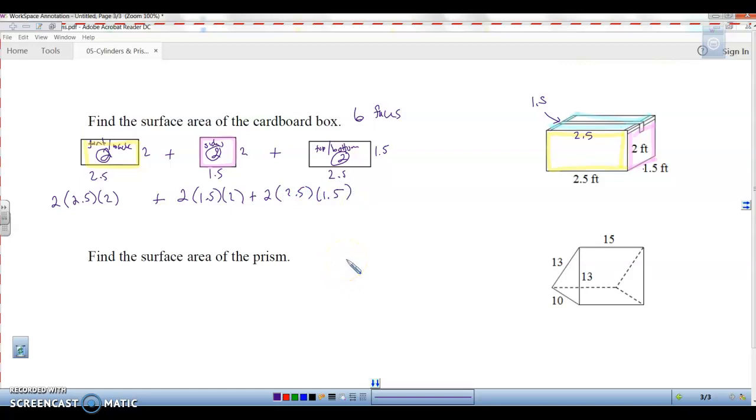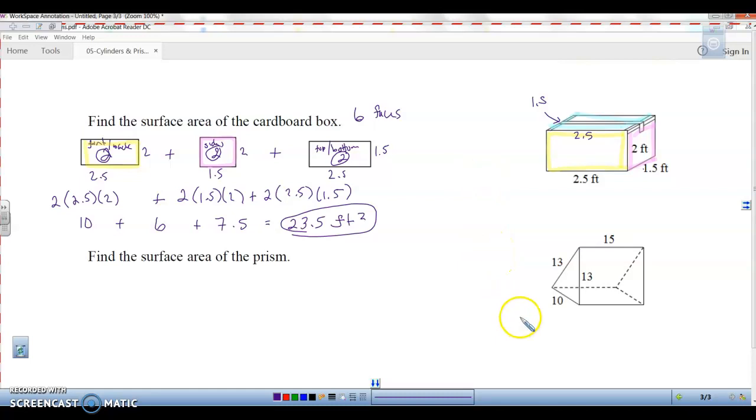Okay, so let's multiply all these out. 2 times 2.5 is 5, times 2 is 10. 2 times 1.5 is 3, times 2 is 6. And 2 times 2.5 is 5, times 1.5 is 7.5. So when I add those all together, I get 23.5 square feet because area is in square units. Okay, so notice when I did this, I had to make sure that I got all of the sides. Remember, you have to know what kind of faces that you have.